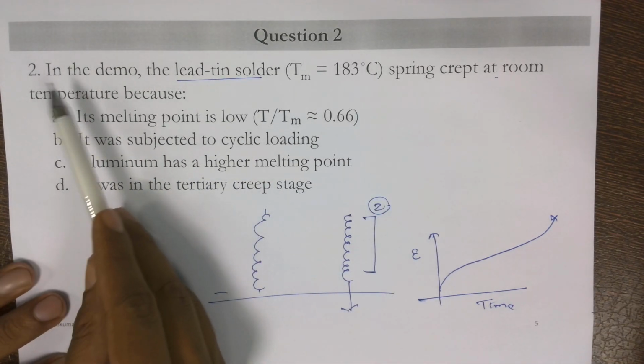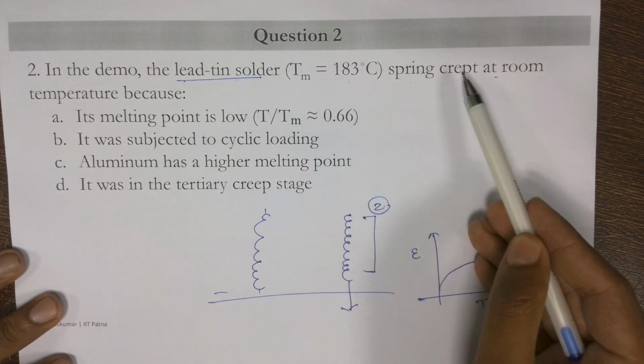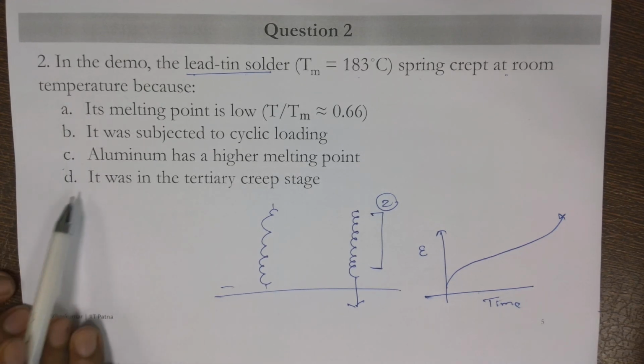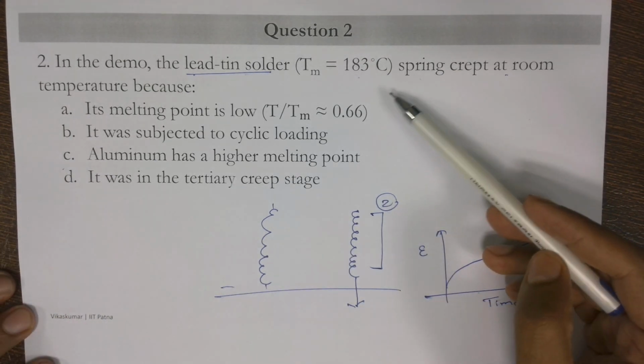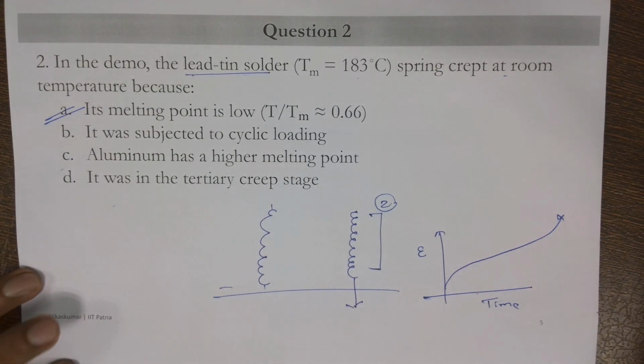Okay, let's see the question. In the demo, the lead tin solder melting point is given to us. The spring crept at room temperature because, now what is the reason? A, B, C and D. Why did it creep at room temperature? Option A, very good Omkar. Option A is the right answer over here.